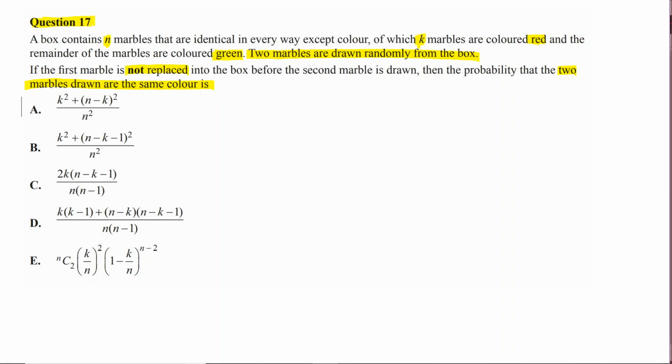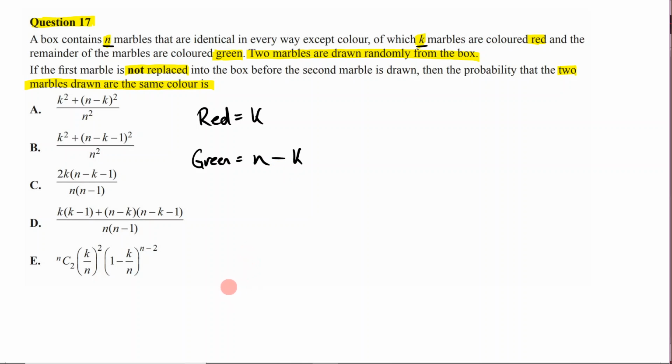Okay, so the first thing we're going to do here is say, how many red marbles do I have? I have k red marbles. How many green marbles do I have? Well, the remainder of the marbles are green, so it's going to be my total marbles, which is n, subtract my red marbles, and that is going to be n minus k.